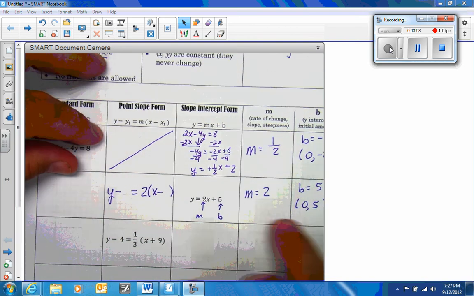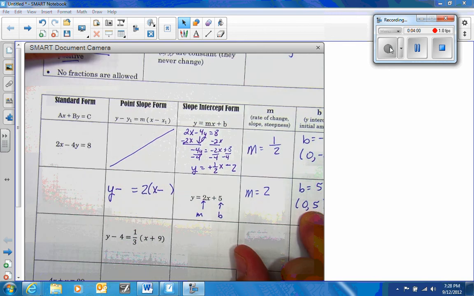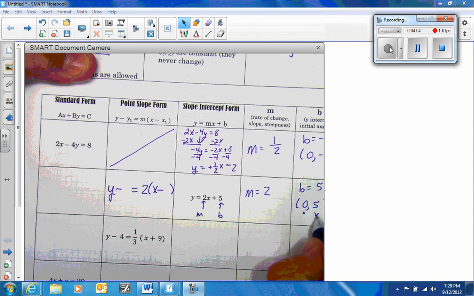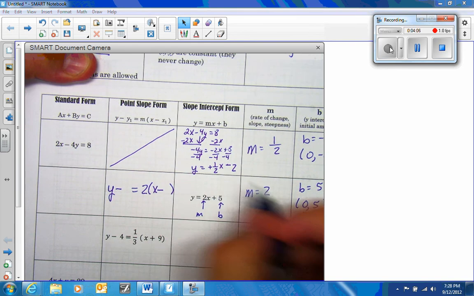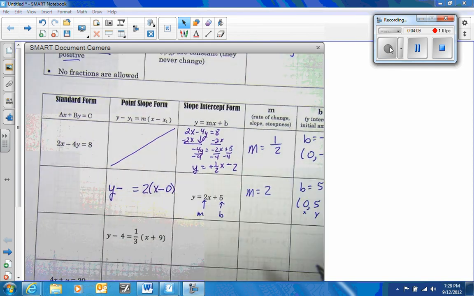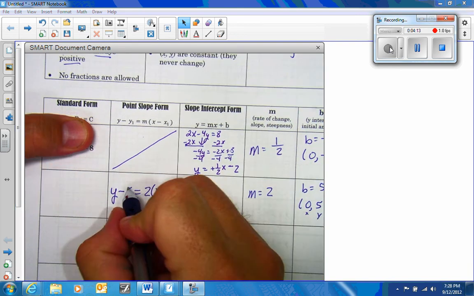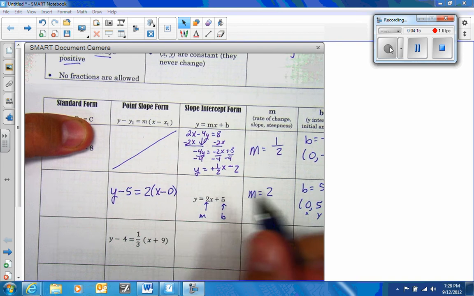I can use this point because it is a point on the line. I can use any point on the line, but since it gives me my y-intercept, I'm going to go ahead and use this one. So remember, this is my x, this is my y. I plug it in exactly as it is. So it's a 0. And then for my y value, I'm going to plug in 5.